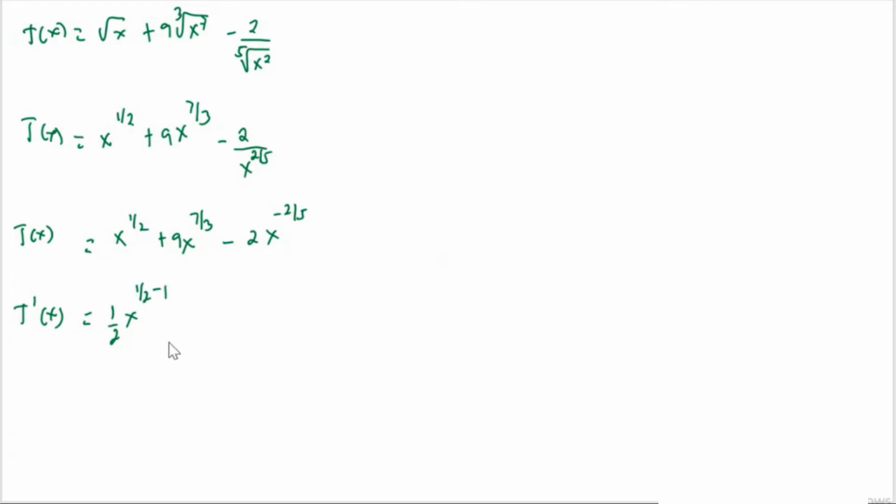I will show it first, then later on I'm going to simplify. So plus 9 times 7 over 3 of x to the power of 7 over 3 minus 1, minus 2 times negative 2 fifths of x raised to negative 2 fifths minus 1. Now simplifying the exponent, which I have shown by subtracting 1 from the exponent.